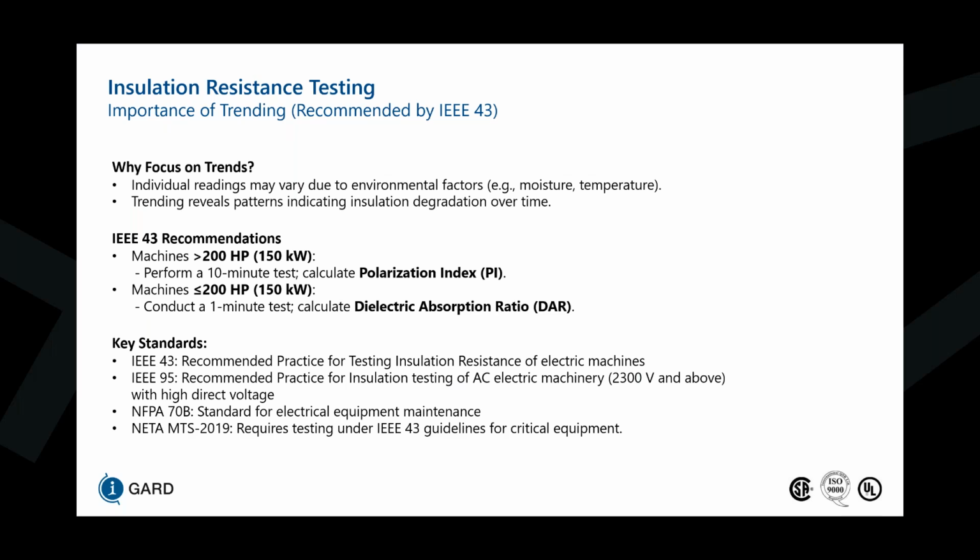The key standards that govern insulation resistance testing are IEEE 43, which is recommended practice for testing insulation resistance of electrical machines, and IEEE 95, which is recommended practice for insulation testing of AC electric machinery that is greater than 2300 volts, and also with high direct voltage. NFPA 70B is the standard for electrical equipment maintenance, which also references IEEE 43, and NETA MTS-2019 requires testing under IEEE 43 guidelines for critical equipment.